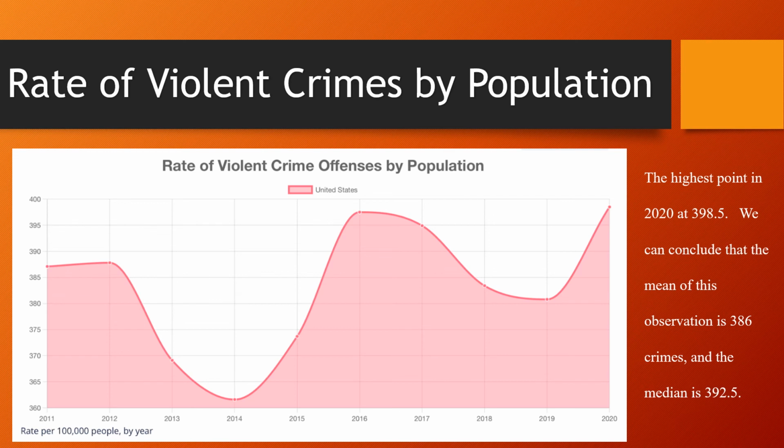Finally, after a slight fluctuation, the rate of all violent crimes reaches its highest point in 2020 at 398.5. After analyzing this dataset, we can conclude that the mean of this observation is 387 crimes and the median is 392.5. Hello, my name is Giselle Velasquez and I'm going to continue this presentation.